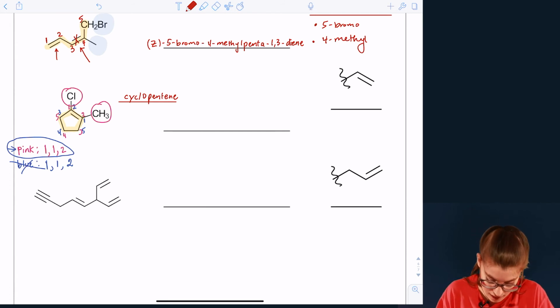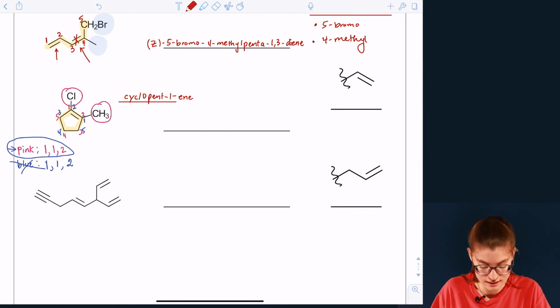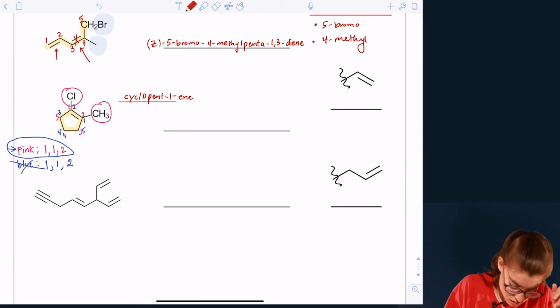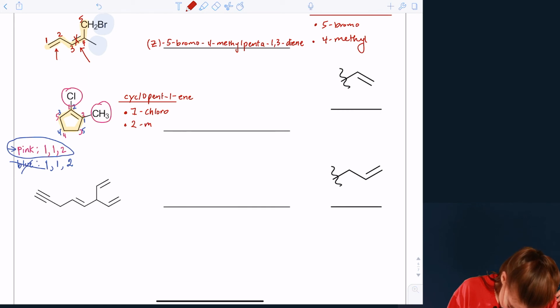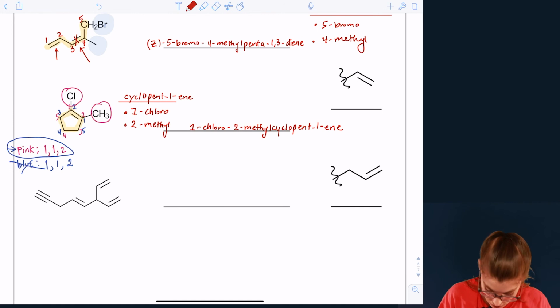But I'm going to go ahead and add it because some people will write it in. So cyclopent-1-ene, although you don't have to because it's implied that it's at the number 1 position. We have a 1-chloro and we have a 2-methyl. So putting this in alphabetical order, 1-chloro, 2-methyl, cyclopent-1-ene. Alrighty, so that's how you would name that.